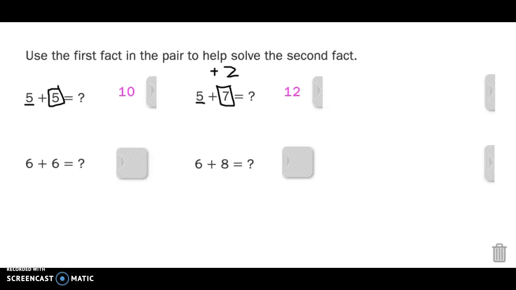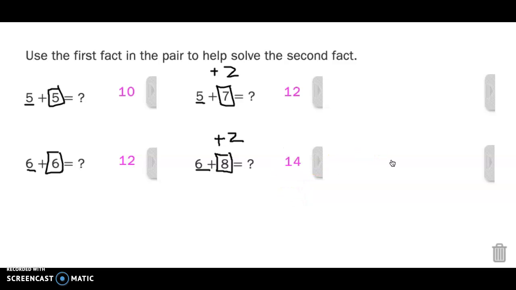Okay, and our very last set is 6 plus 6. We had this one before. 6 plus 6 is 12. Make sure you copy that one down. Now we need to use this fact pair to solve the second fact. Again, they're adding the same number to start, 6. And here I have a 6, and here I have an 8. I know 8 is greater than 6 by how much? 6, 7, 8, by 2 more. That means I'm going to add 2 more onto my previous answer, that first fact. What is 12 plus 2? You got it. It's 14.